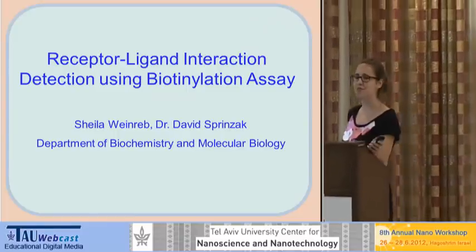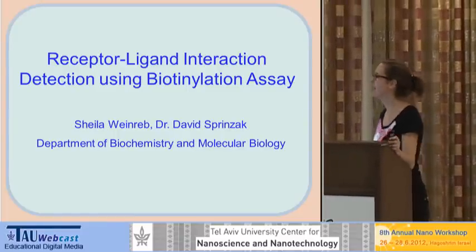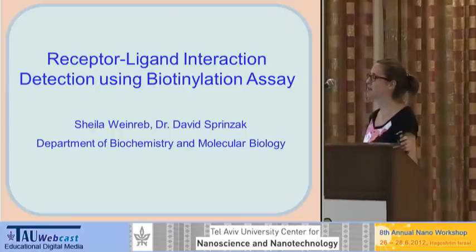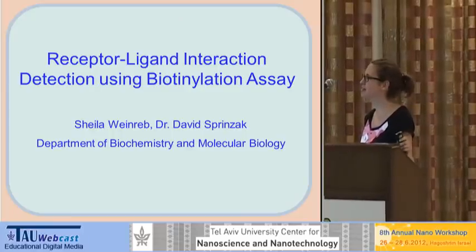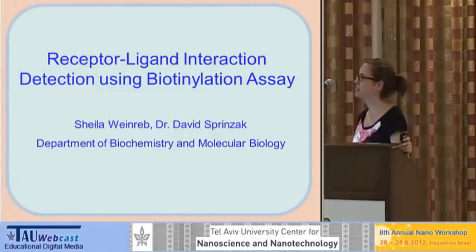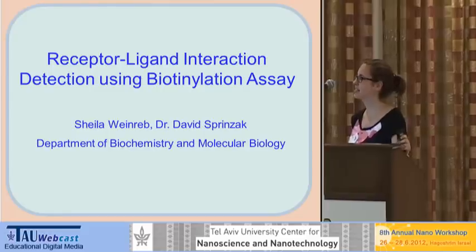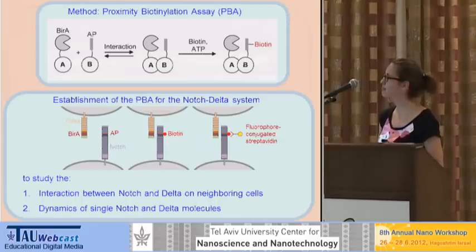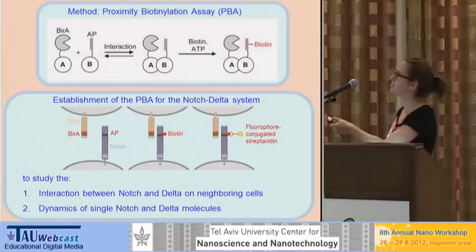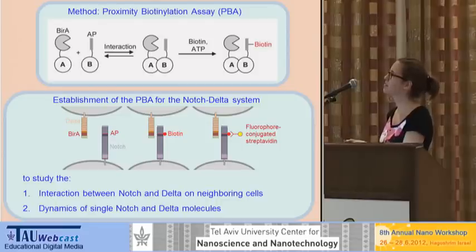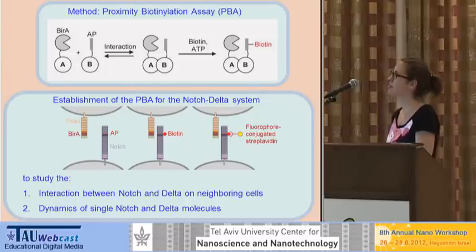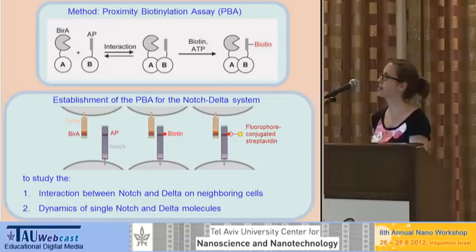Hi, I'm Sheila. I'm from Sprinzak's group, and I will present on my poster a technique which is called the biotinylation assay, and it can detect protein-protein interactions. In my case, it's a receptor Notch and its ligand Delta. And here you see the concept of this proximity biotinylation assay. You have a protein A and B. To one of the proteins, you fuse a biotin ligase called BirA.